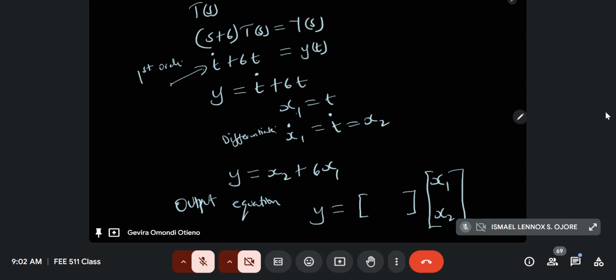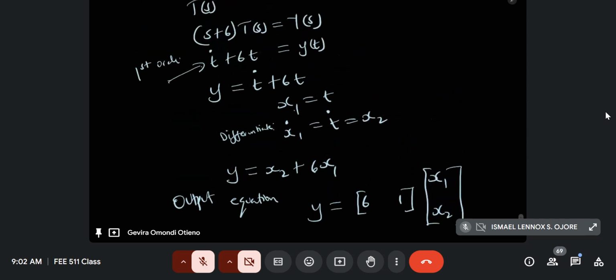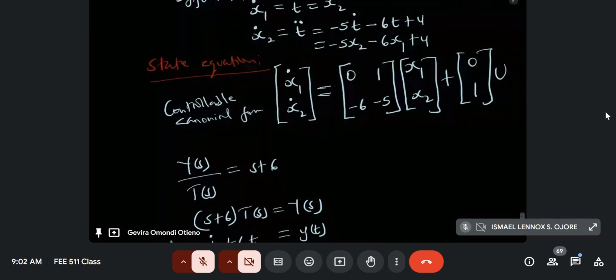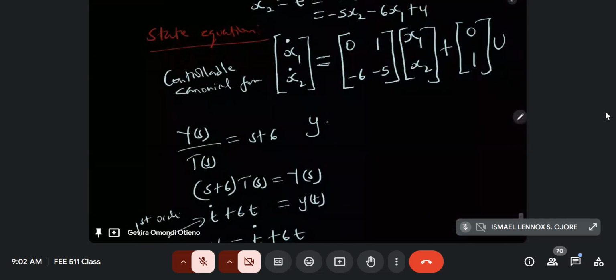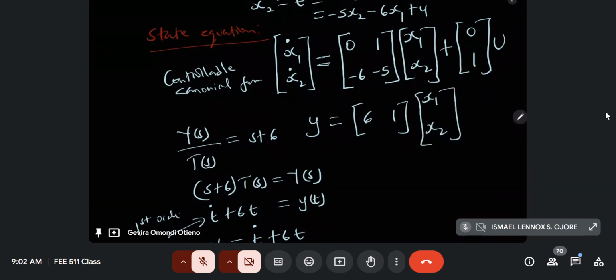Let me make sure I'm correct. 6t, so it should be 6x1. Good. So the coefficient of x1 is 6, and the coefficient of x2 is 1. Yeah? Coefficient of x2 is 1. So, ladies and gentlemen, this, plus what I have written here as y equals 6 x1 plus x2, is the controllable canonical form.